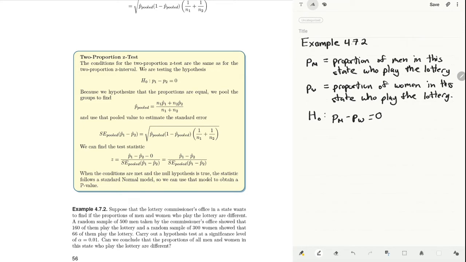And now what we're testing is for any difference in their proportions. And so this corresponds to a two-sided alternative hypothesis. So the difference between the two proportions, P sub m minus P sub w, is not equal to 0. So here we're testing for any difference.